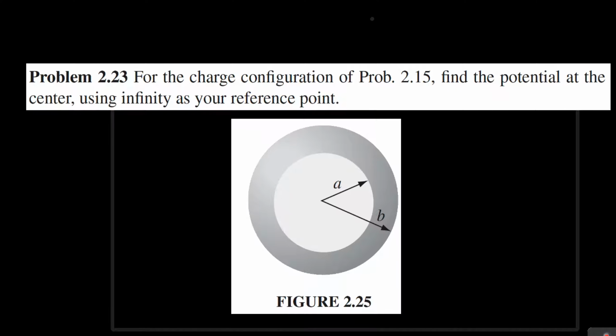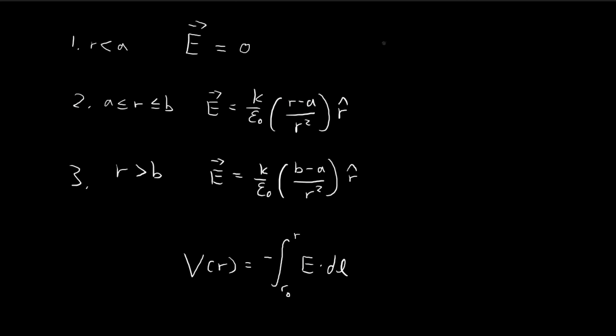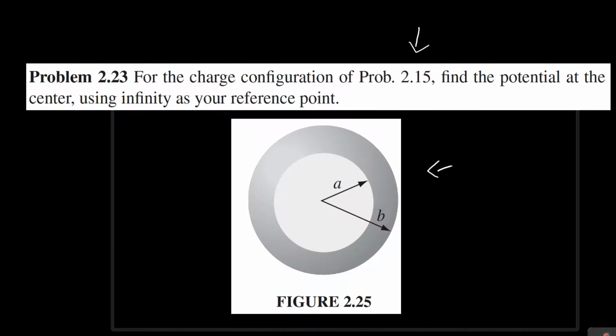So in this problem, we need to find the electric potential at the center of this configuration right here. This is the diagram from problem 2.15, so we've solved this before. We're going to take that result and then find the potential at the very center of this configuration. For starters, I'm going to assume that you've already solved problem 2.15.